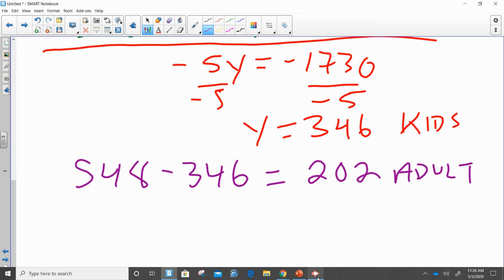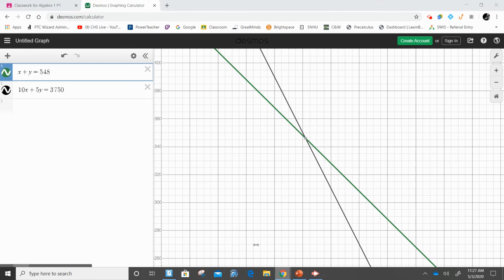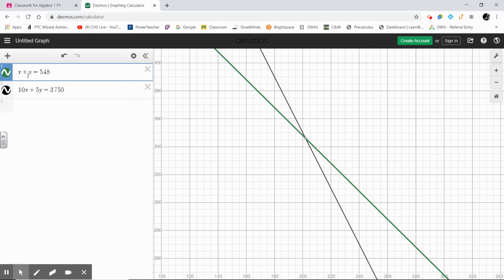So we're going to take a look at the graph. Here are my two equations. The green line is the first equation, the black line is the second equation. You may have had to adjust your scale to get it on the screen. And here's my intersection point at 202, 346, which was the same solution we got when we solved by substitution. So take a look at number 5.